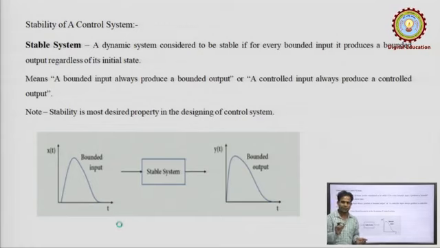In case of an unstable system, if you are giving bounded input and you are not getting bounded output, meaning the output is fluctuating, increasing, or decreasing, that is called an unstable system. Here you can see a stable system: a dynamic system is considered to be stable if for every bounded input it produces a bounded output, regardless of its initial state.